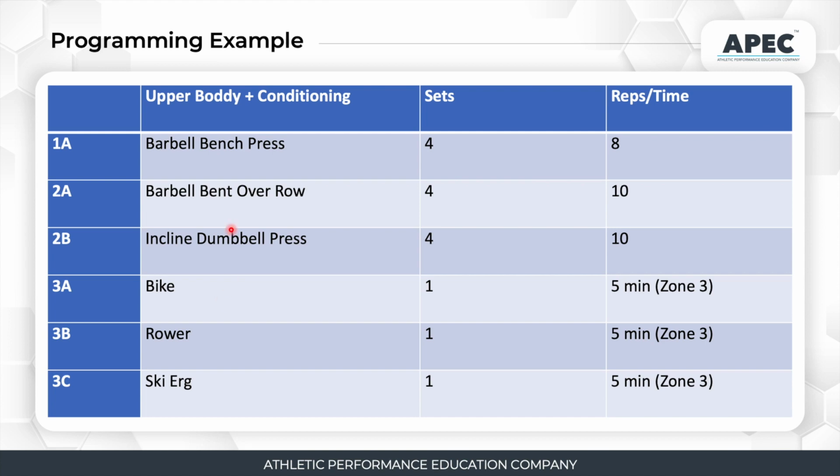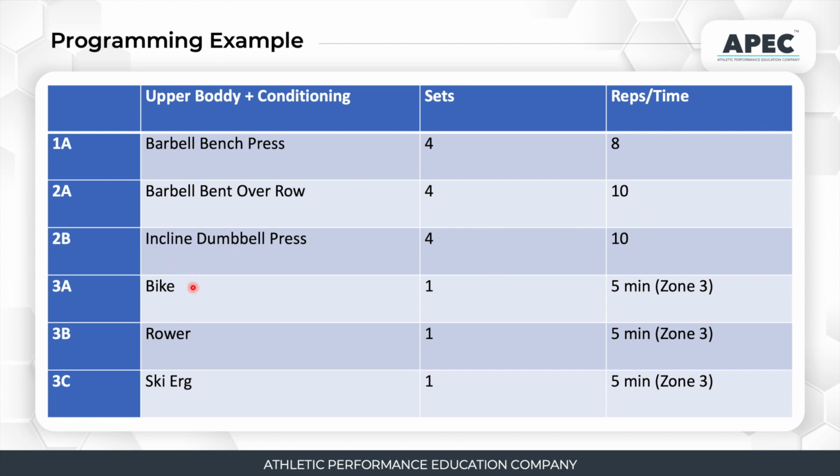And then finally, just an example of how we would program for conditioning work at the end of our program. So an upper body plus conditioning. So we have a barbell bench press, primary lift. Our accessory work is our barbell bent over row and our incline dumbbell press, 4 sets of 10 repetitions.